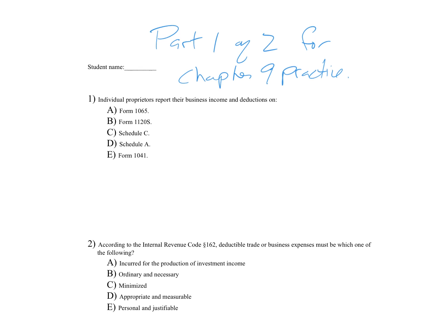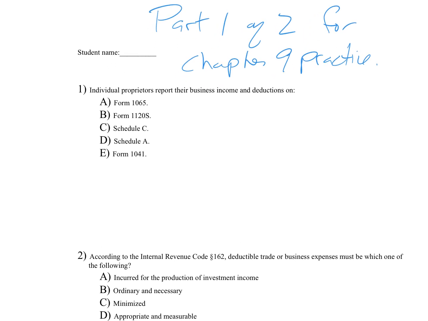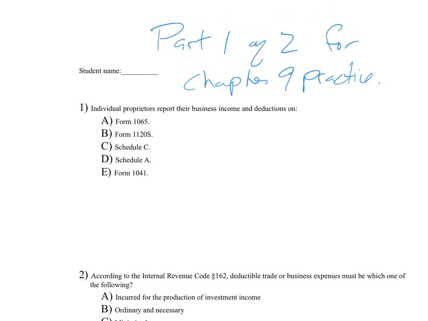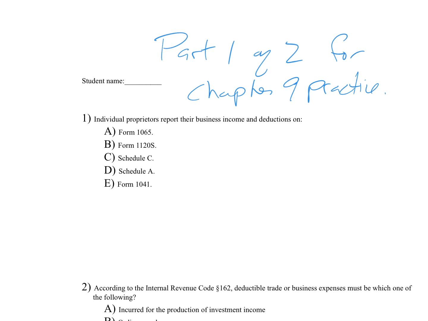Okay. So first, individual proprietors report their business income and deductions on what? Okay. So we're talking about sole proprietors. Okay. And so that is Schedule C. And you will get to see that on your tax return project.